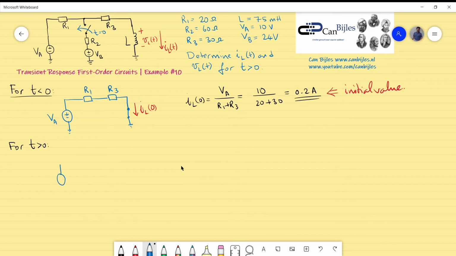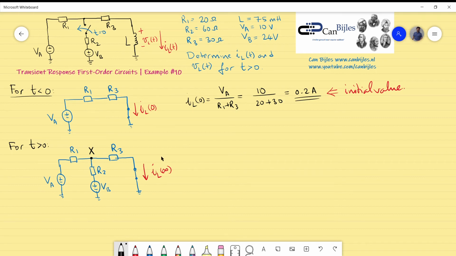So VA is in place, we have the resistor R1, the resistor R2, the voltage source VB, the resistor R3, and the inductor, which is modeled by a short circuit. The current flowing in this situation is the final value of the inductor current. That is also required to determine the expression for IL as a function of time. I will denote this node as X to carry out the calculation.